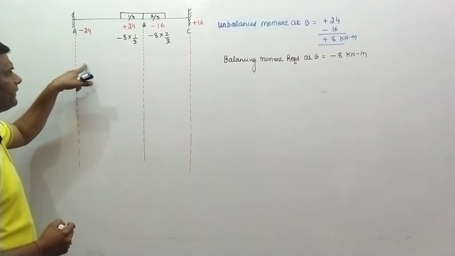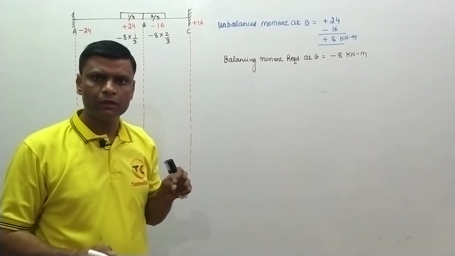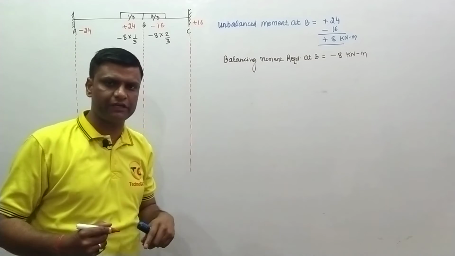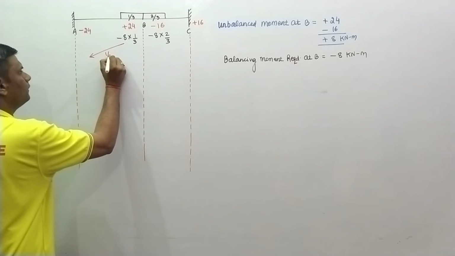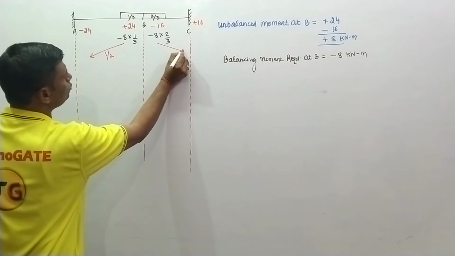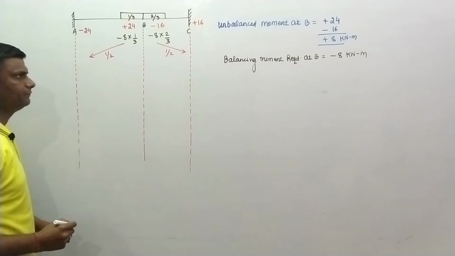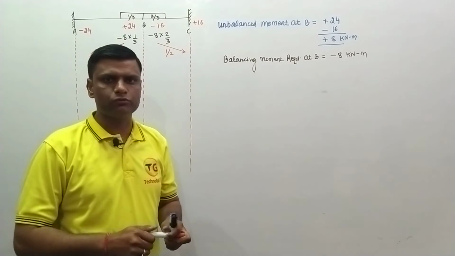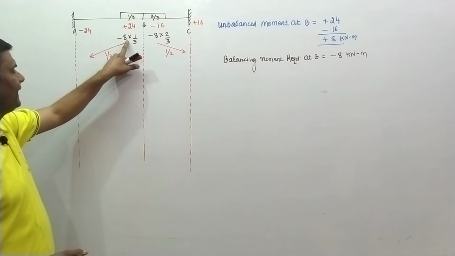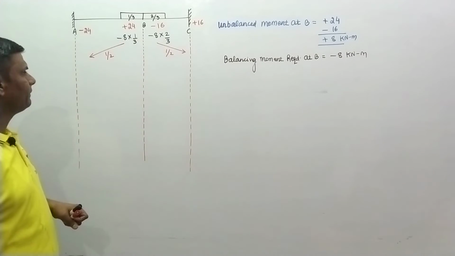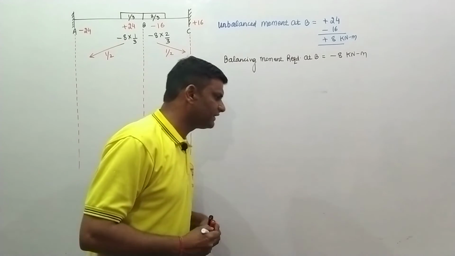So the far end is fixed. This distributed moment will carry over half to the far end. Half will carry over to the far end. So this value is equal to minus 8 by 1 by 3, that is 2.67.